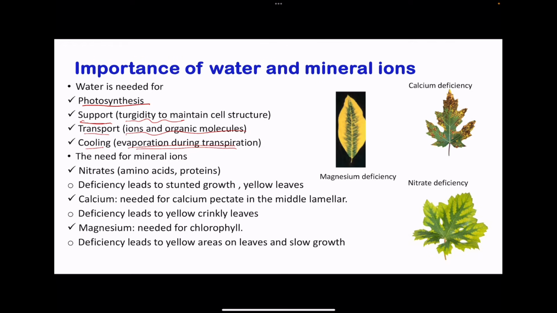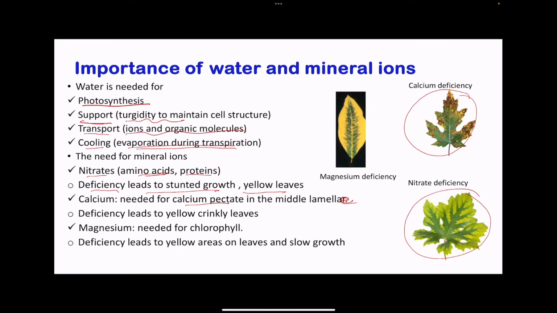Then plants need mineral ions like nitrates, which are needed to make amino acids, which can be used to make proteins, as well as the making of nucleotides. If there is deficiency, this can lead to stunted growth as well as yellow leaves. We can see that here. Calcium is needed to make calcium pectate, which is found in the middle lamellae. We can say plural middle lamellae. And deficiency of calcium leads to yellow crinkly leaves. We can see them here.